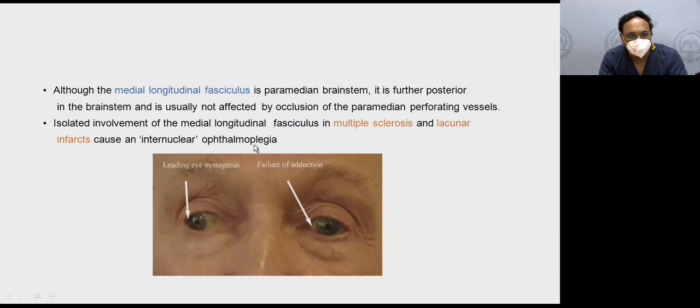In internuclear ophthalmoplegia, you can see here that the MLF lesion leads to failure of adduction on the same, ipsilateral side. There is a failure of adduction in the eye. In the contralateral eye, they will have abducting nystagmus. So this is one of the features. By this INO, we can know it is an intrinsic lesion, and also that it is in the medial part.